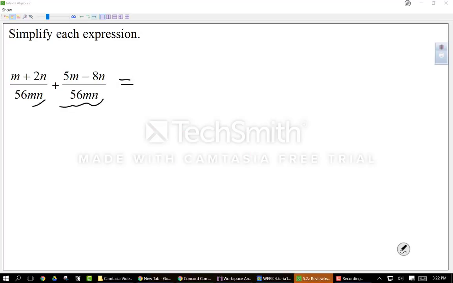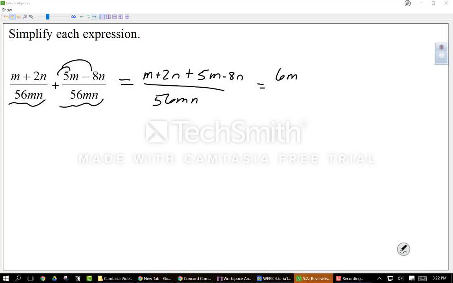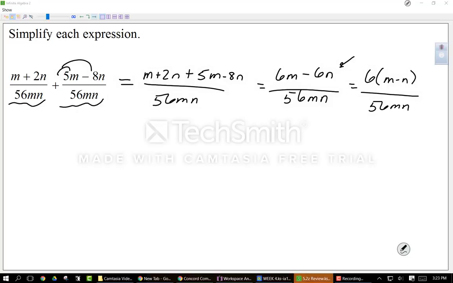Common denominator is already here, 56mn. So I can rewrite that there. My numerator is m plus 2n, which stays the same, plus 5m minus 8n. Make sure we know that that gets distributed through. So combining like terms up top, I get 6m minus 6n over 56mn. My numerator up here can actually be simplified. I can take out a 6, and I get m minus n over my 56mn.